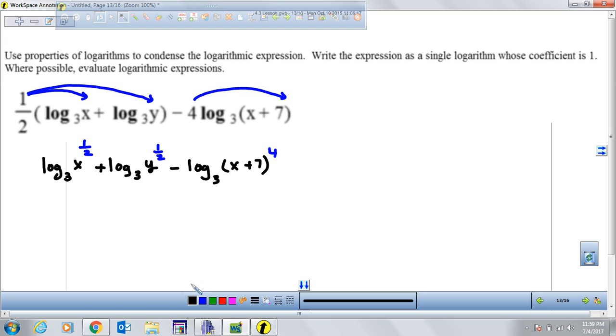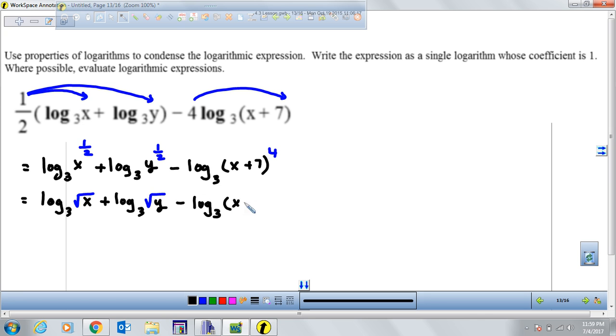But then let's remember one more thing. What does the 1/2 power mean? It means log base 3 of the square root of x plus log base 3 of y to the 1/2 power means log base 3 of the square root of y.